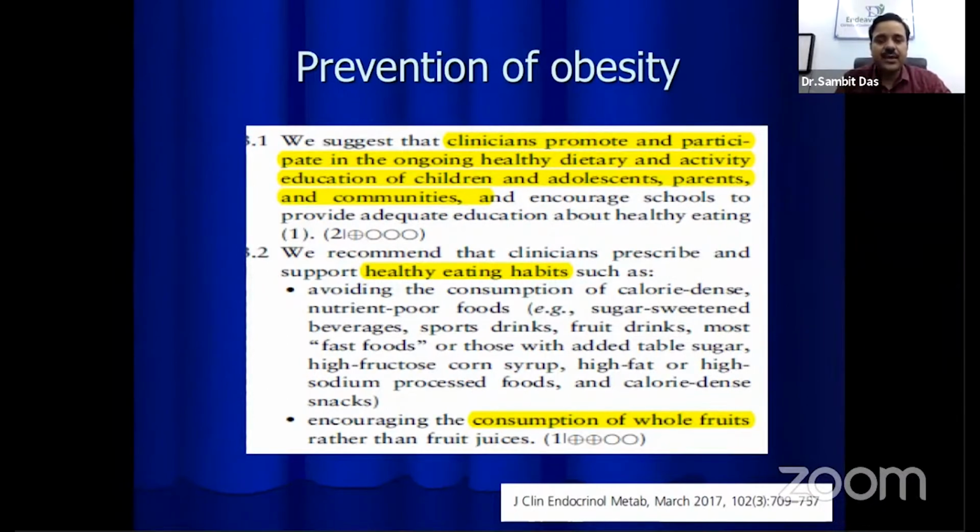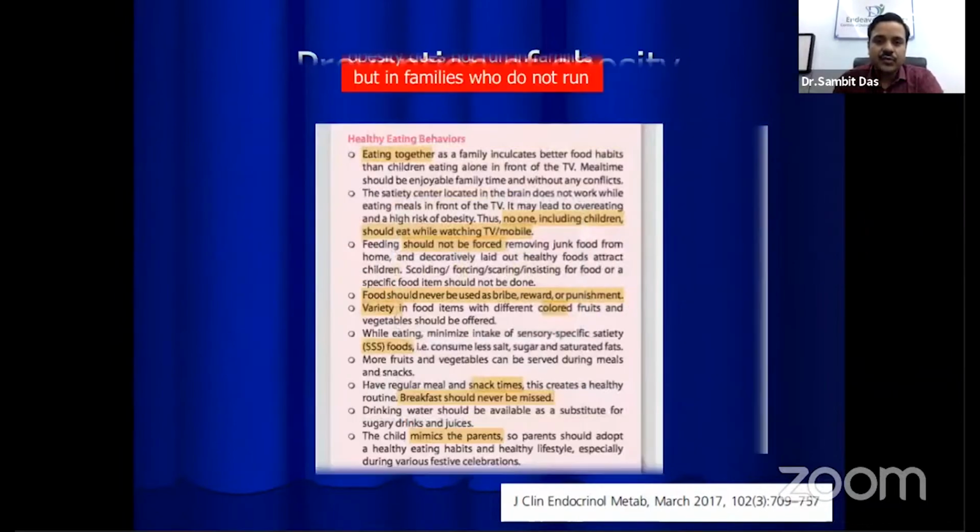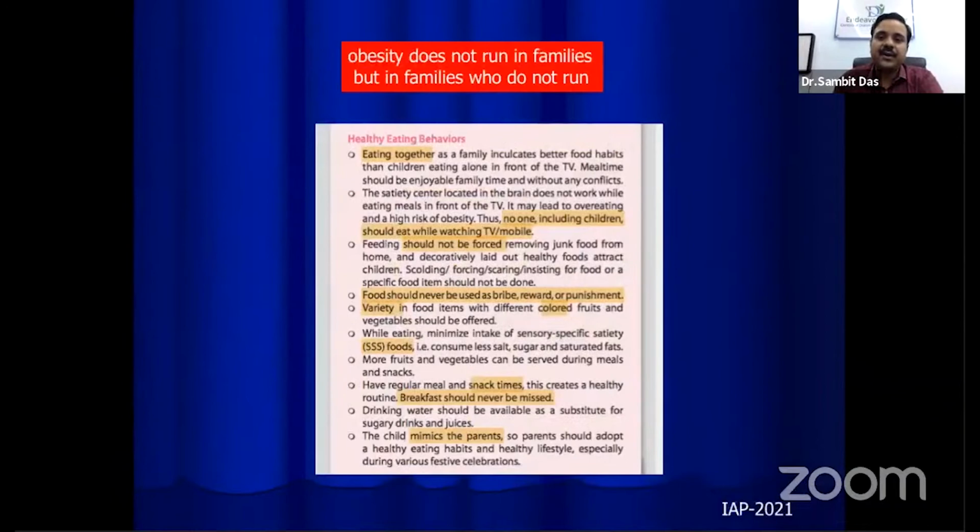Healthy eating habits should be encouraged, like avoiding consumption of calorie-dense foods, nutrient-poor foods, soft drinks, sugar-sweetened beverages, fast foods, and all those things. Encouraging consumption of whole fruits rather than fruit juices. The 2021 IAP guideline starts with a very nice punchline, and I just wanted to mention that they mentioned obesity doesn't run in families, but in families who do not run. And they've actually given some very practical tips how we can encourage the healthy eating habits.